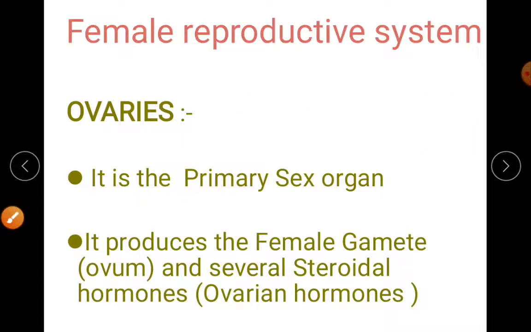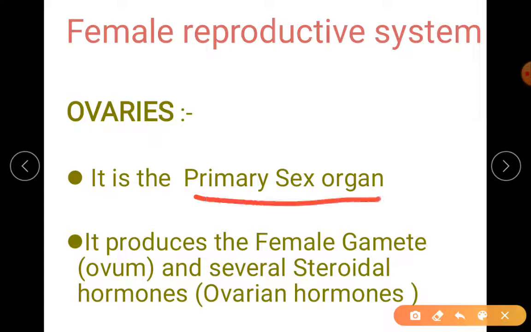Sperms are produced in large numbers at a time. So the difference you should know: sperms are produced in many numbers, whereas the ovary produces only a single ovum. Testes produce millions of sperms. So you should know this difference. So you have understood about the primary sex organ.